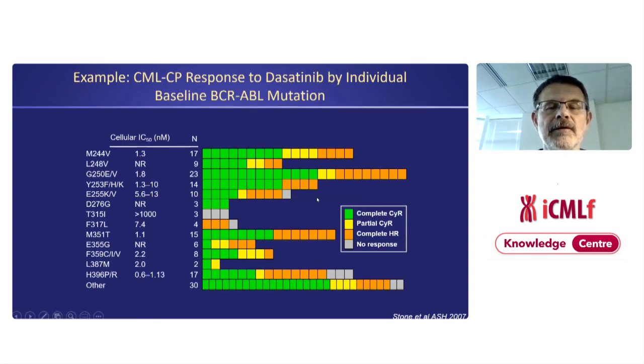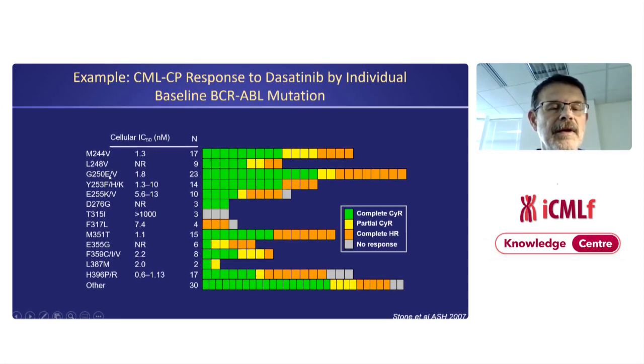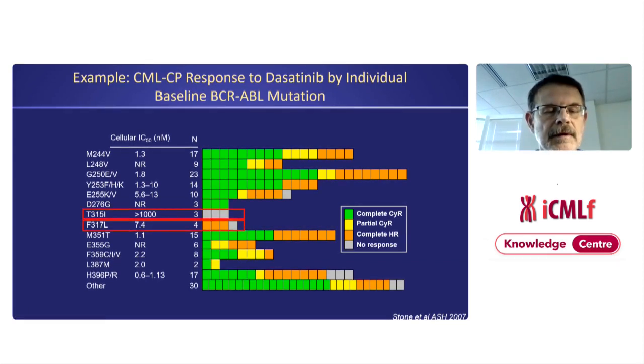This is chronic phase CML response to dasatinib by individual baseline BCR-ABL mutation. And you see basically complete cytogenetic response or no response. That's all data, by the way. And as you see, this really corresponds fairly well with the level of sensitivity as determined by cellular IC50 determination. So for instance, these mutations G250E or V or M244V will respond, will confer sensitivity, whereas T315I, as already mentioned, will not be responsive.